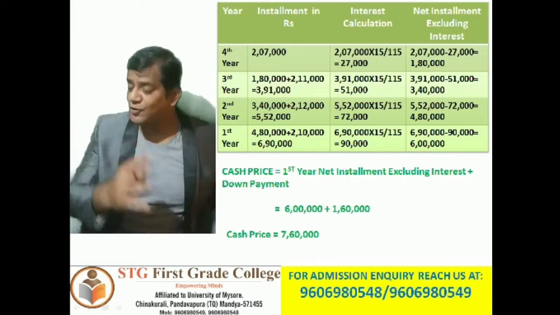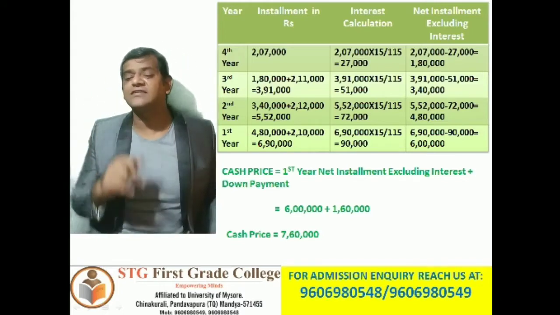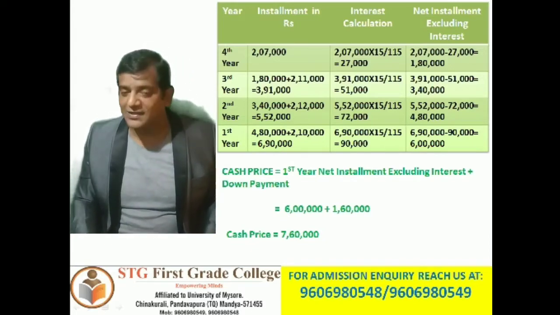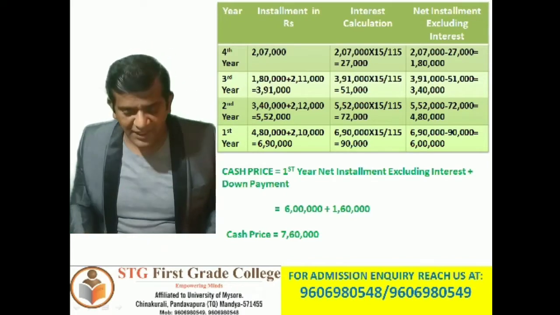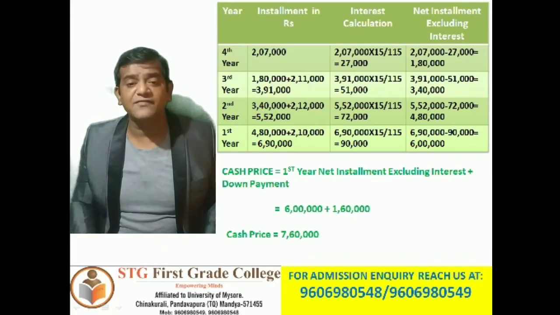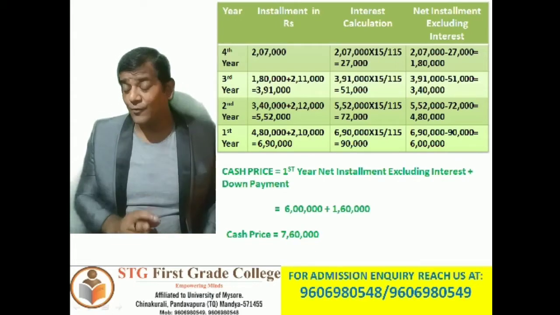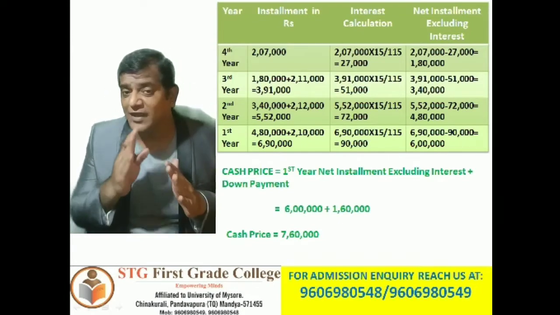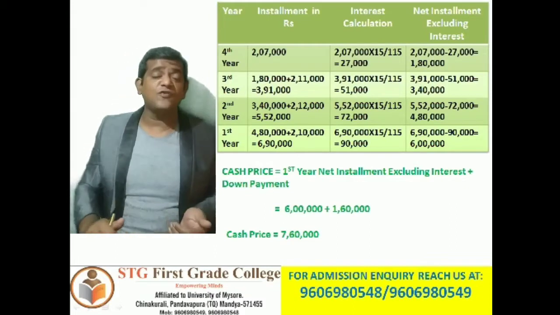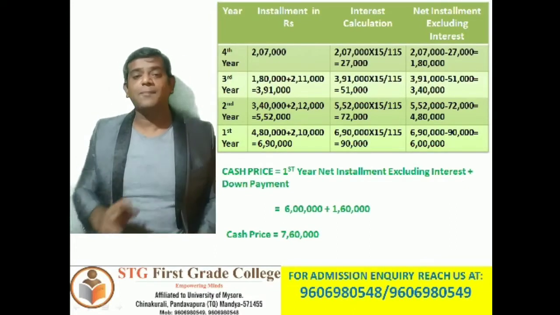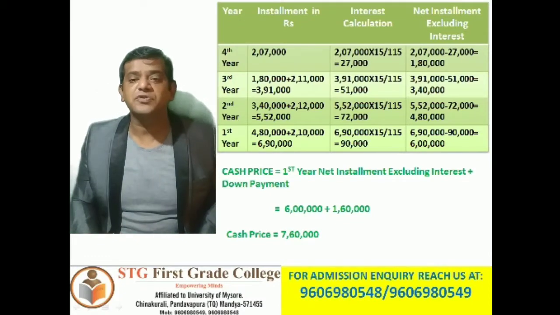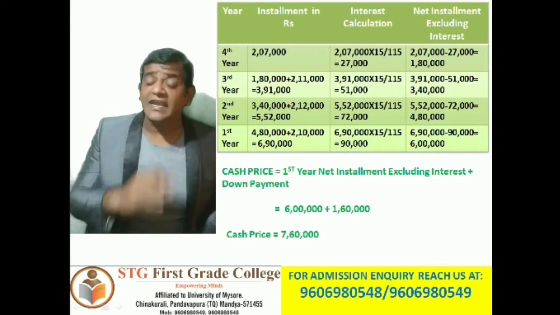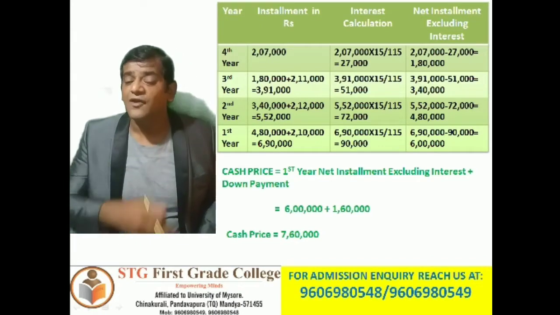3,40,000. Now go to the second year. In the second year, take this 3,40,000 plus what is the second year installment money? 2,12,000. So 3,40,000 plus 2,12,000, that comes to 5,52,000. So now apply the formula. In the second year, for how much money does the interest have to be payable? That is on 5,52,000. So now apply the simple formula 5,52,000 into 15 divided by 115. So the interest comes to 72,000, which I have shown in the table.